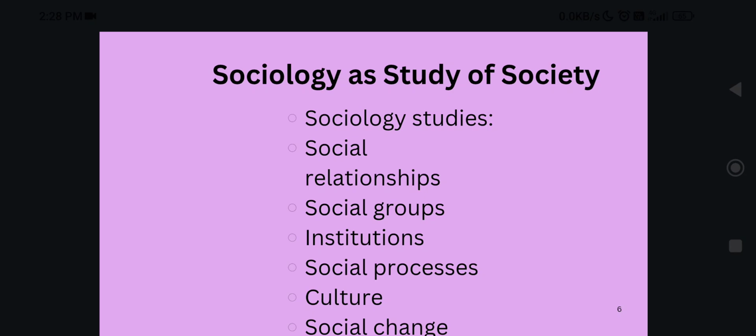Sociology studies many aspects of society. This includes social relationships, social groups, social institutions, culture, social processes, and social change. For example, sociologists study family, education, religion, economy, and politics. They also study processes such as cooperation, competition, conflict, and social control. Another important area is social change. Modernization, urbanization, globalization, and technological development continuously transform society. Sociology helps us understand these changes and their impact on human life.